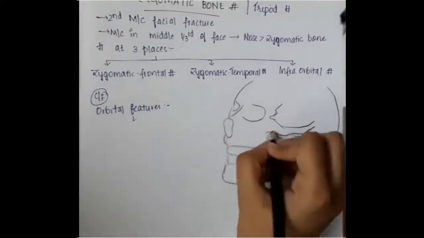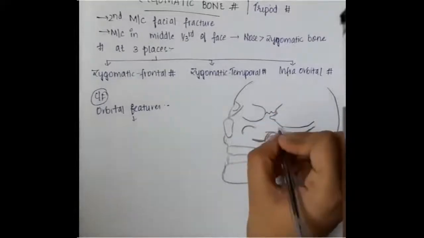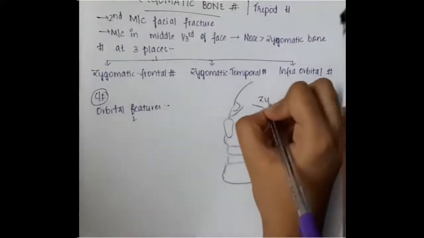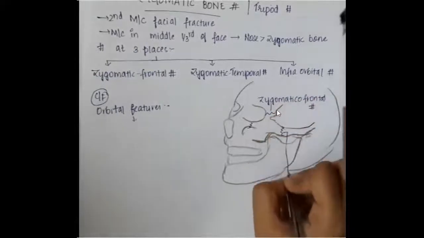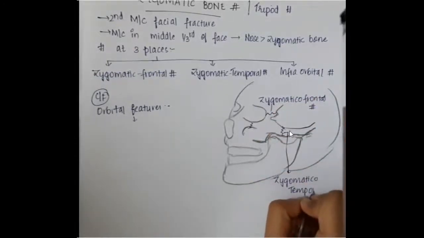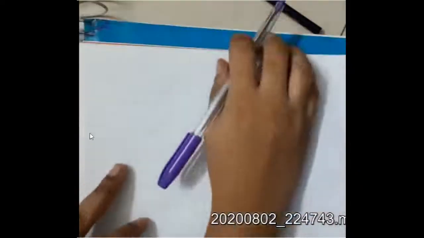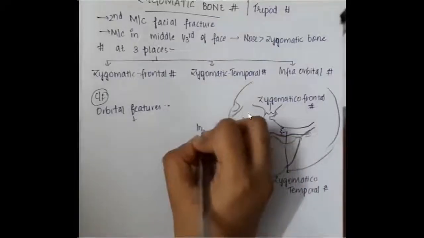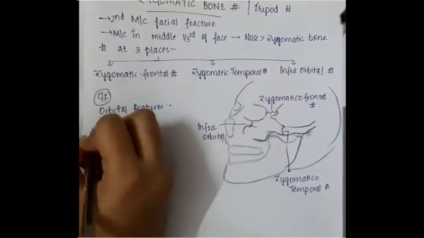So this is the picture of the skull. In this, you can see the zygomatic bone and this is the frontal bone. The fracture between the zygomatic and frontal bone is the zygomatico-frontal fracture. This is the zygomatic bone and this is the temporal side, where you will have the temporal bone also. This fracture is the zygomatico-temporal fracture, and this is the fracture which is present below the orbit.